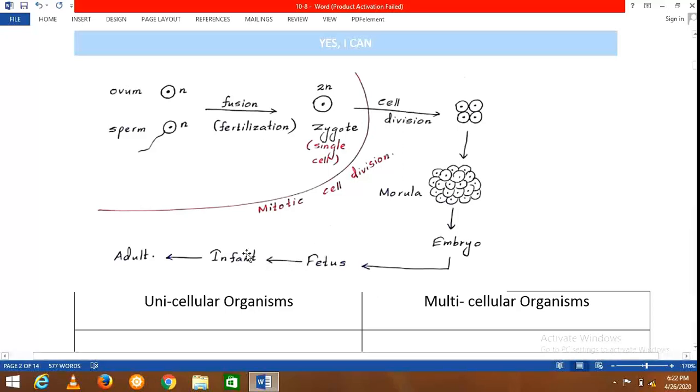Then this fetus is developed into an infant, and after the infant is grown up, we call it an adult. So this is the development of the human embryo. This can be taken as an example to show the origin of multicellular organisms.